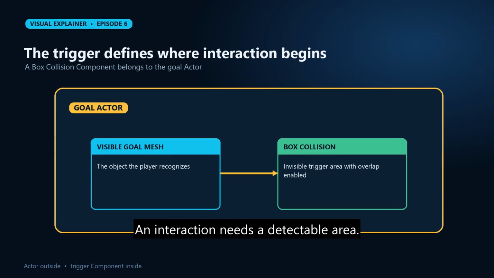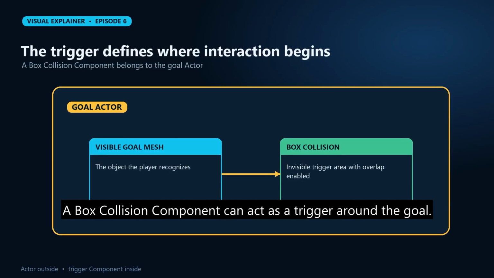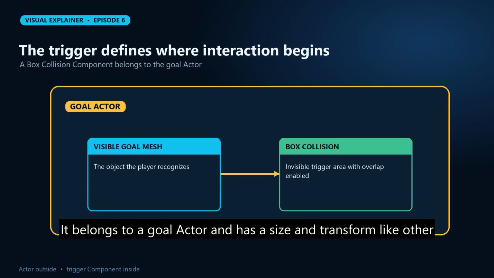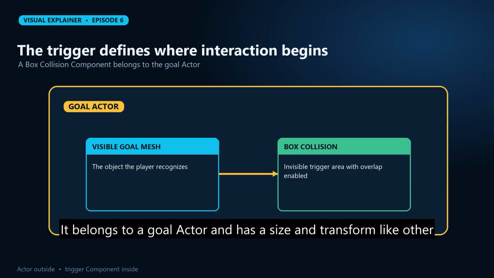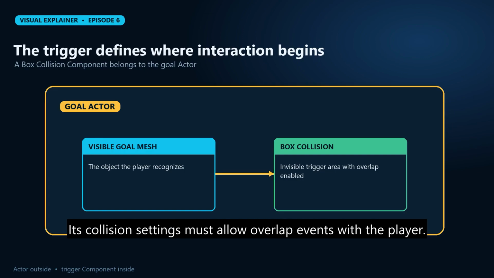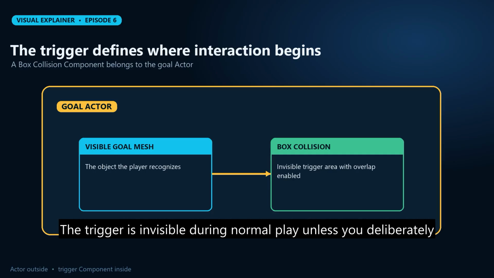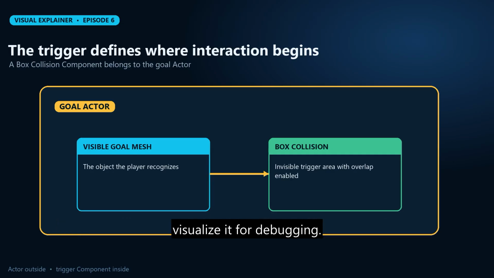An interaction needs a detectable area. A box collision component can act as a trigger around the goal. It belongs to a goal actor and has a size and transform like other components. Its collision settings must allow overlap events with the player. The trigger is invisible during normal play unless you deliberately visualize it for debugging.